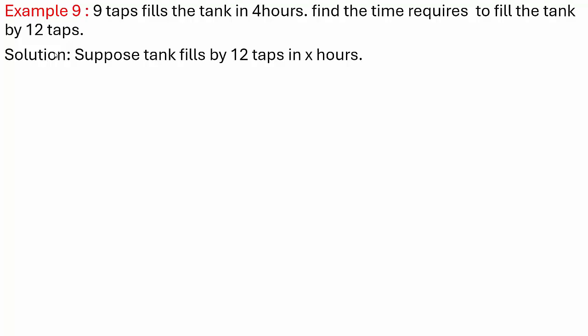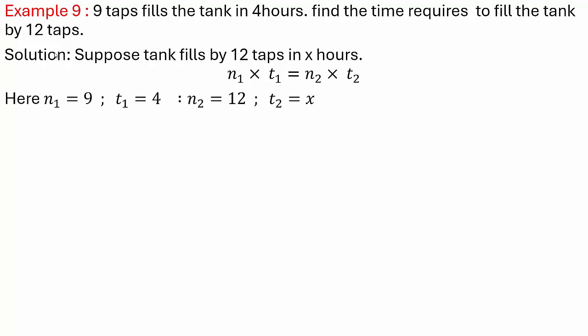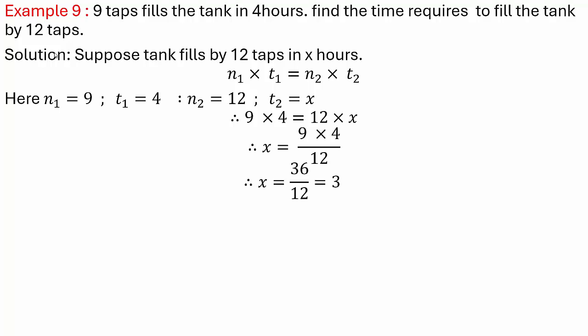Example: 9 taps fill the tank in 4 hours. Find the time required to fill the tank by 12 taps. Suppose the tank fills by 12 taps in x hours. The formula is N1 into T1 equal to N2 into T2. N1 equal to 9, T1 equal to 4, N2 equal to 12, T2 equal to x. Therefore, according to the formula, 9 into 4 equal to 12 into x. X equal to 9 into 4 by 12, which is 36 by 12. It is nothing but 3. Therefore, the time required to fill the tank is 3 hours.